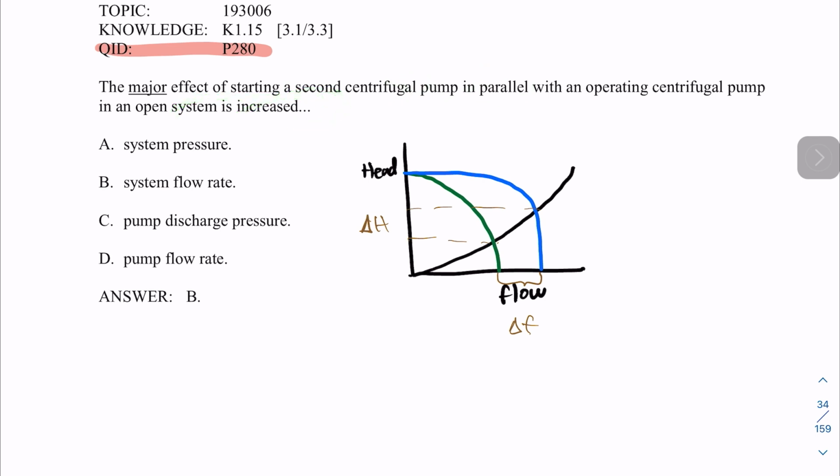Well, I'm going to increase my head, I'm going to increase my flow, but which one is going to have a major effect, right? And we already talked about how we're going to have a major effect when we increase the flow, right? So the answer is going to be system flow rate, right? Because we're going to have a smaller effect on this one. The system pressure is still going to increase, but it's not going to be as large as the flow rate.